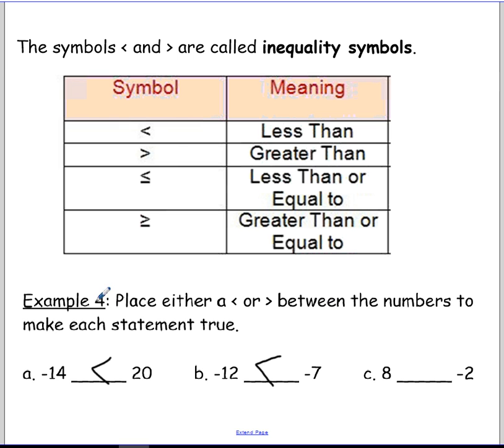And if you picture that on the number line, the negative 12 would be further to the left, and therefore it's a smaller number. And for the last one, we have 8 compared to negative 2. And a positive number is always bigger than a negative number. So we have a greater than symbol there.